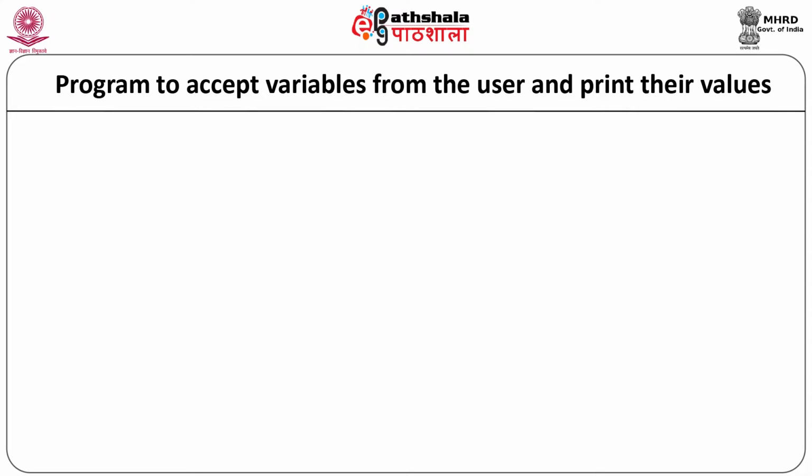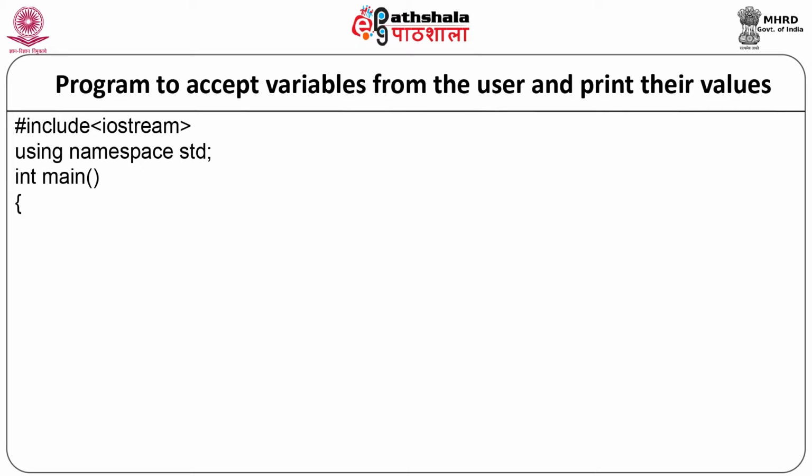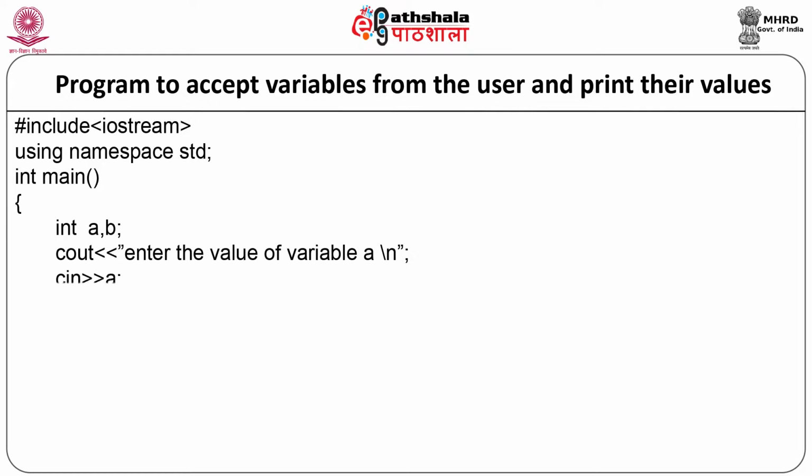Now let's see the program for the usage of both the input and output operators. Here we will start the program with #include, using namespace std, int main. We will declare two variables, int a, b. We will take the values of a and b from the user and display them back. We are displaying the message to the user as cout << "Enter the value of variable a\n". After displaying this message, the cursor will go to the next line.